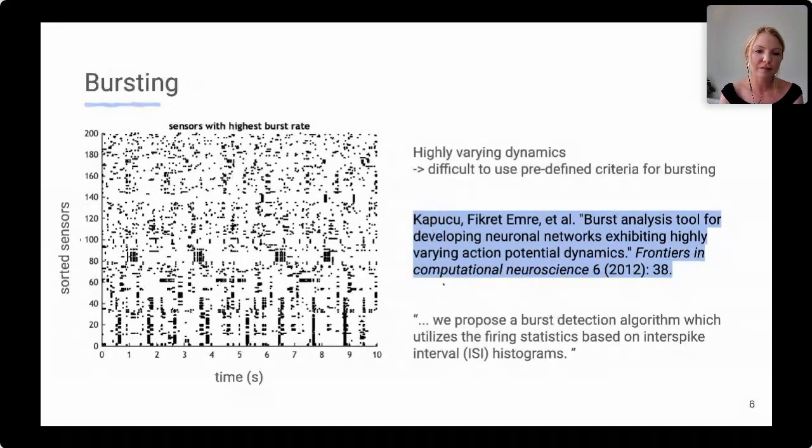So for this, we used an algorithm that was developed before by Kapuku, from the paper Burst Analysis Tool for developing neuronal networks exhibiting highly varying action potential dynamics. The advantage of this algorithm was that for each different spike time series, the criteria for bursting, so the thresholds for the detection, are set based on the statistics of the spike time series itself, the interspike interval distribution, which makes sure that the detection thresholds are based on the actual data.